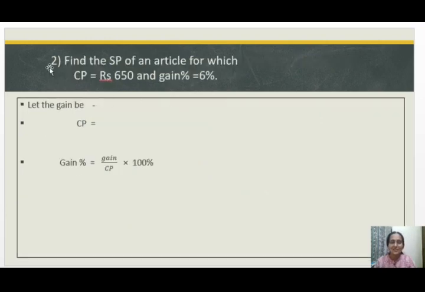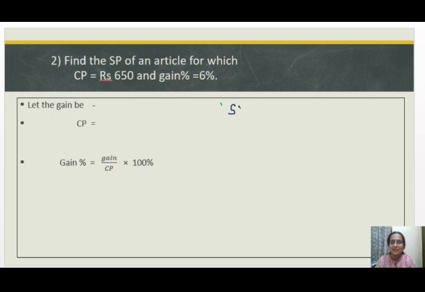We will move to the second question. Find the selling price of an article for which cost price is rupees 650 and gain percent is 6%. We don't know the gain, the gain percent is given. We know the formula to find out the gain percent. It is gain by cost price into 100%, right? We have to find the selling price now.